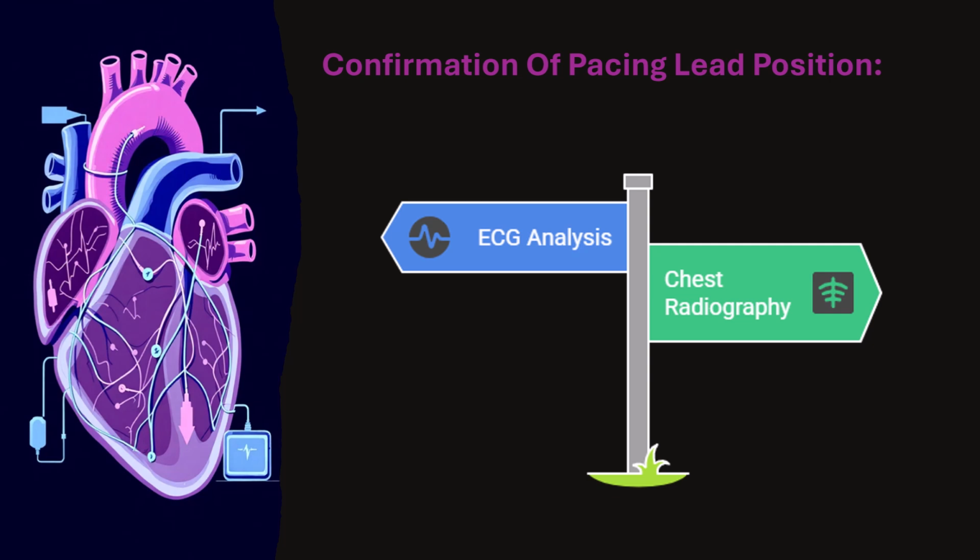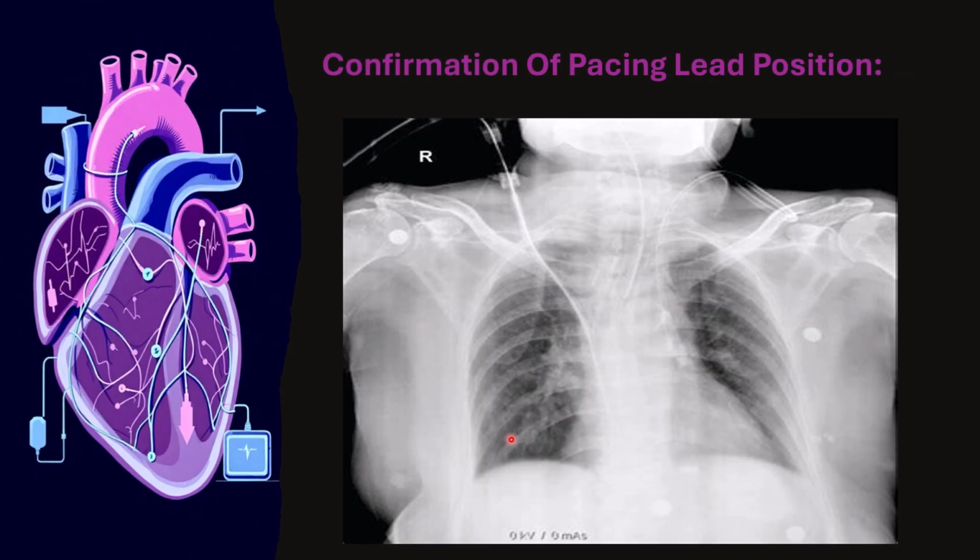For the pacemaker, we will have ECG analysis to confirm the site. In the ECG, you will see the QRS complex showing left bundle branch block morphology, as the lead is located in the right ventricle. We can also confirm the presence of the wire by X-ray, to confirm the lead position in the right ventricle at the proper site.